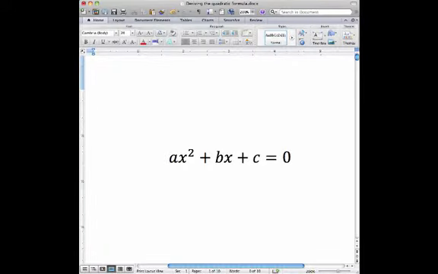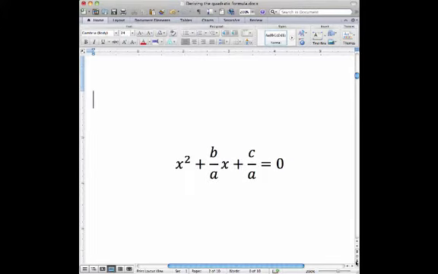In order to derive the quadratic formula, we will begin with a quadratic equation in standard form. This standard form quadratic equation is ax squared plus bx plus c equals 0. Our first step is to divide by a on both sides of this standard equation in order to have a 1 for the coefficient of x squared.